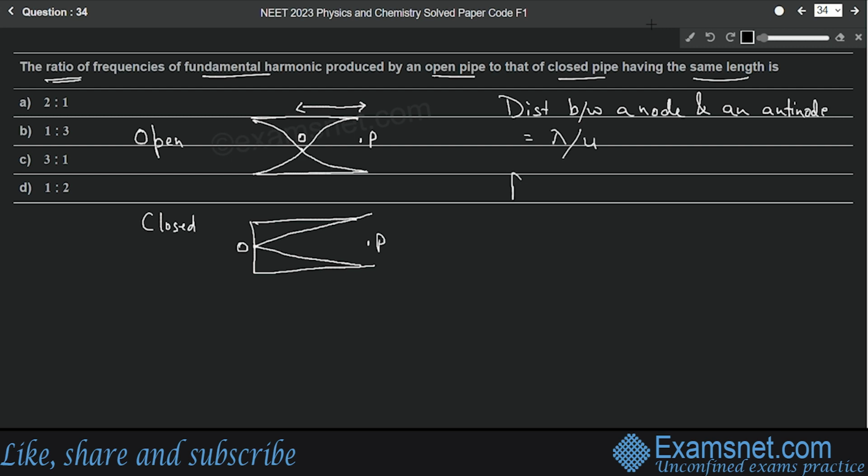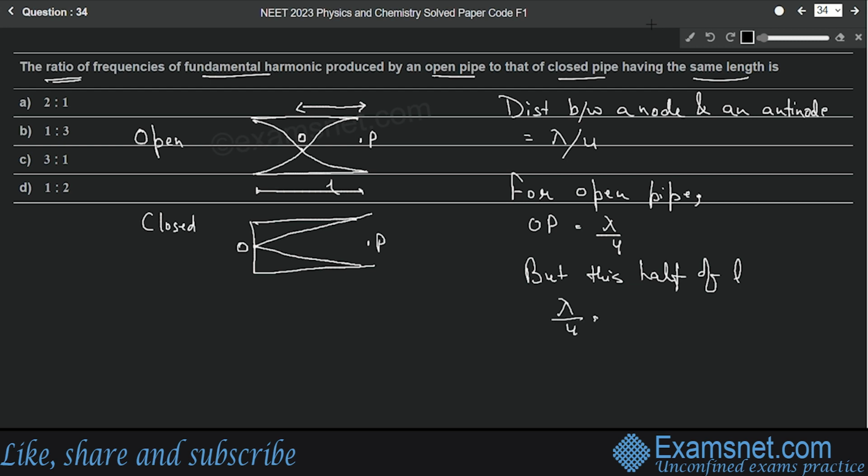So for open pipe, the distance OP will be equal to lambda by 4, right? But this distance is half the total length of the pipe, in case of open pipe, half of L, if L is the total length of the pipe. So lambda by 4 is equal to L by 2. So from here we can say that lambda equals 2L. So the wavelength in case of open pipe is equal to 2 times the length.